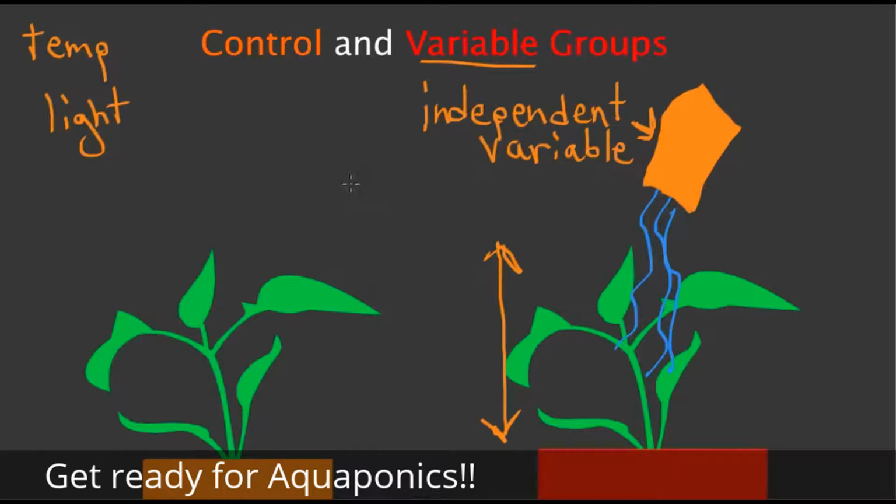I'll switch colors here. All right, so the dependent variable is how much the plant is growing. Growth. All right, so there you have it. We have a control group where nothing has changed, a variable group where we're only changing one thing, the energy drink. The energy drink itself is called the independent variable because the independent variable is something that the scientist is controlling. And the dependent variable, how much the plant grows, is called the dependent variable because it depends on the independent variable, or the energy drink.